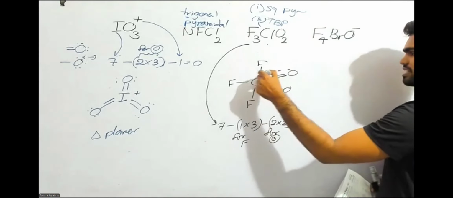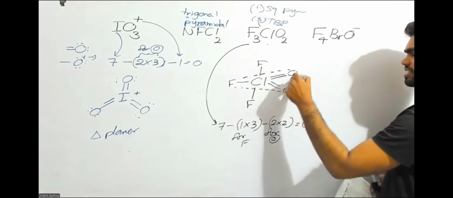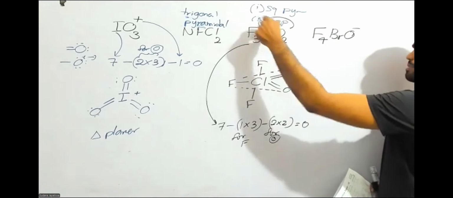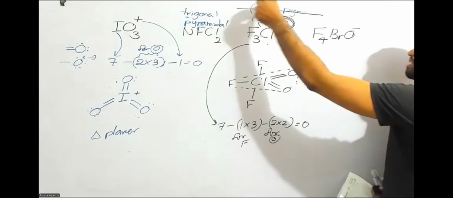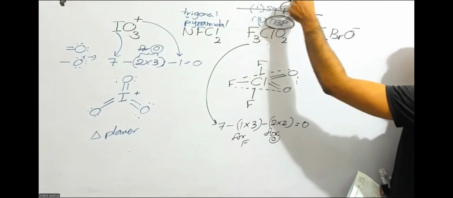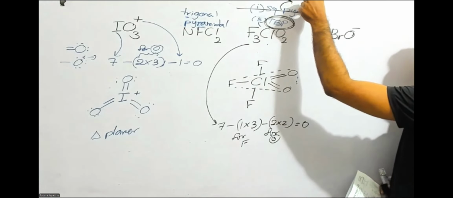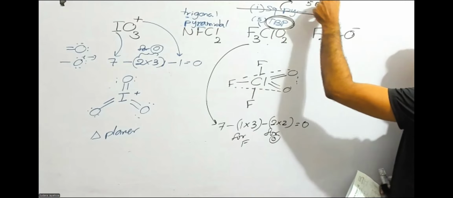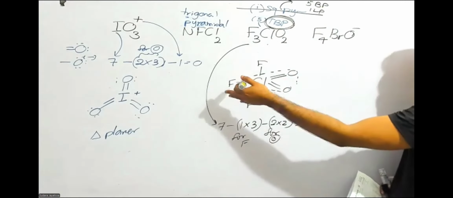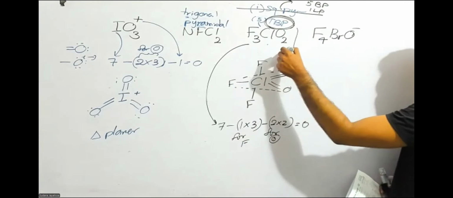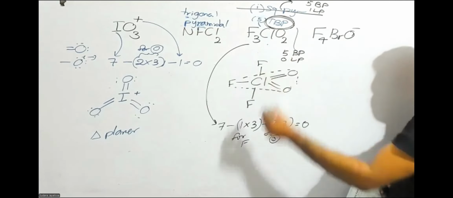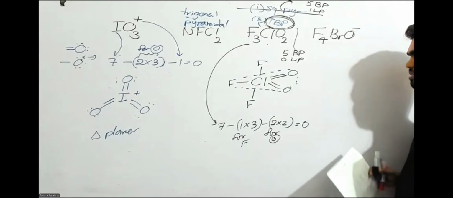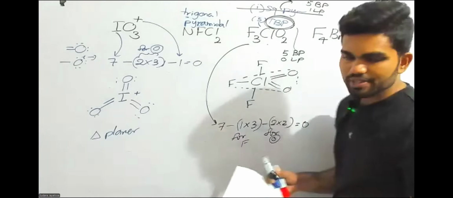Understood? So what is the electron pair geometry? It is trigonal bipyramid. And the shape is also trigonal bipyramid. It's not square pyramid. For it to become square pyramidal, there must be 5 bond pairs and 1 lone pair. You don't have that one. What you have here is 5 bond pairs and 0 lone pairs. So that means the answer is answer 5.